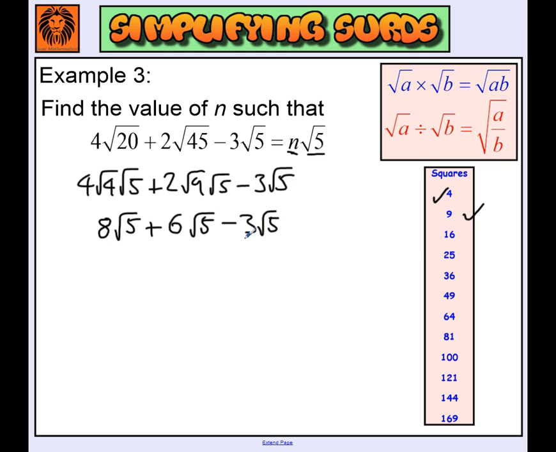Again, we don't need to do anything with this because this is already in terms of root 5. So 8 plus 6 is 14, take away 3 equals 11. So the answer is 11 root 5. So we can say that n equals 11.